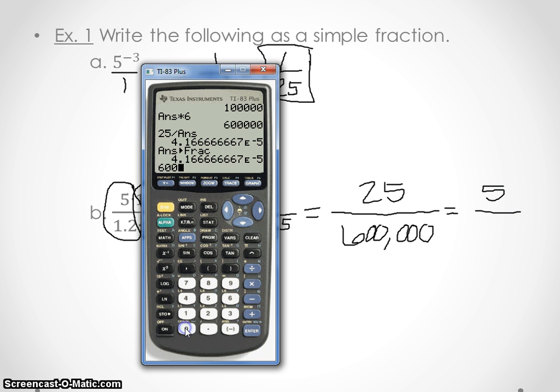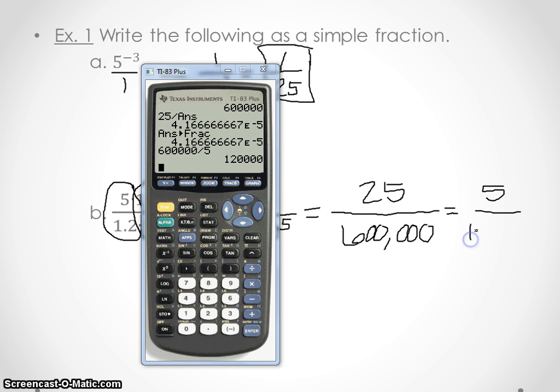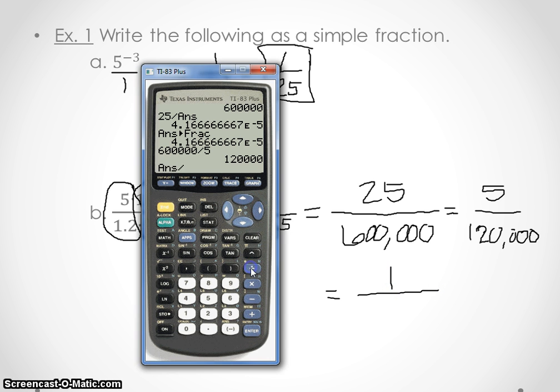Let's see if that works. 600,000. Let's see. 1, 2, 3, 4, 5 zeros. That's what we wanted. Divided by 5. Alright, and there we go, 120,000. So let's write that down here. 120,000. Now, you might recognize that, guess what? These are both still divisible by 5, so let's keep going. If you can keep going, please do keep going. So we know 5 divided by 5 is easy. That's 1. And then we have 120,000. We have to divide that by 5 one more time. And there we go.